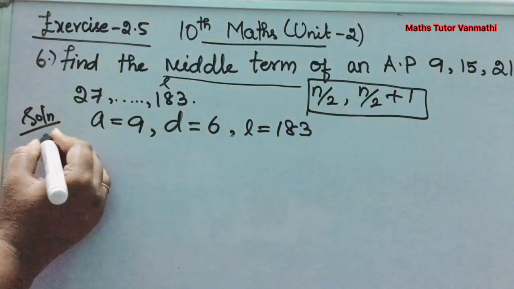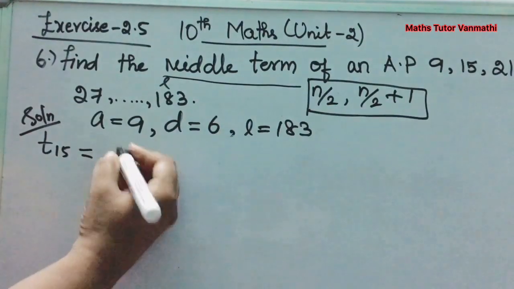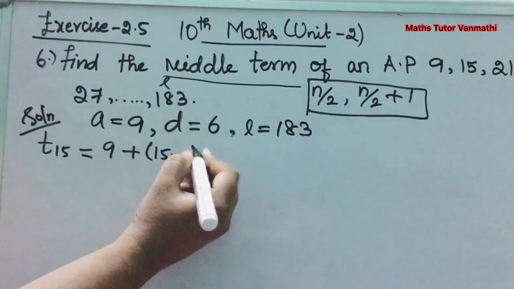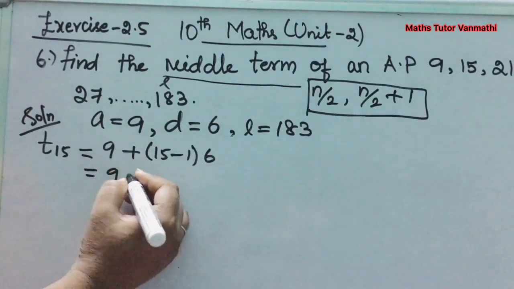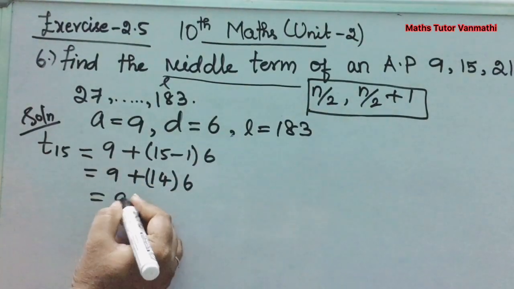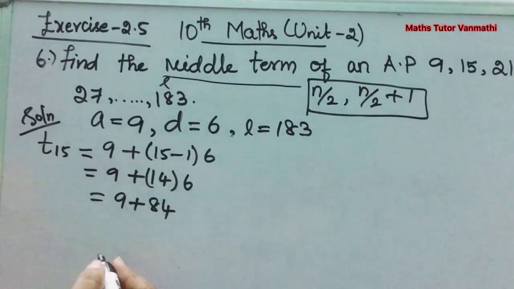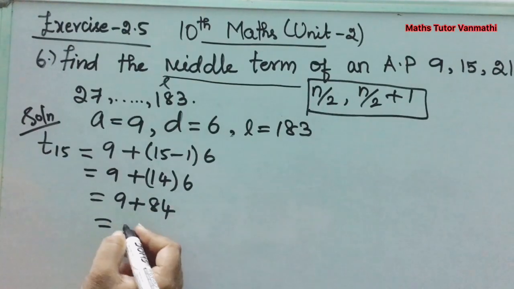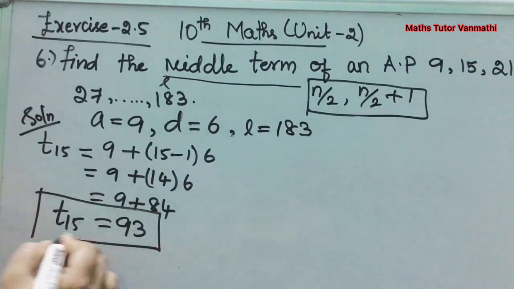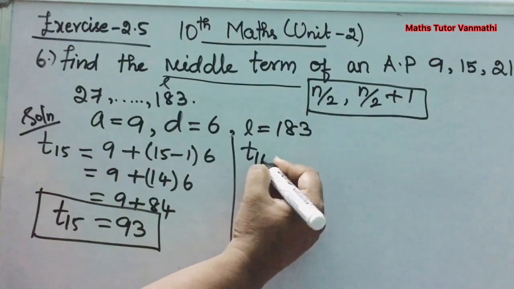First we can find T15. T15 equal to A plus n minus 1 into D. What is your A? 9 plus n minus 1, 15 minus 1, D 6. So 9 plus 15 minus 1 is 14 into 6, which implies 9 plus 4 6s are 24. 2 6s... 1s are 6 plus 2 is 8, 84. You will get 84 plus 9 is 93. This is your T15. Clear?